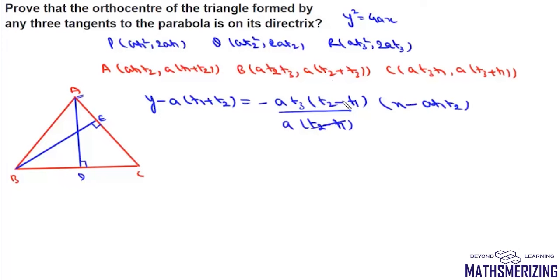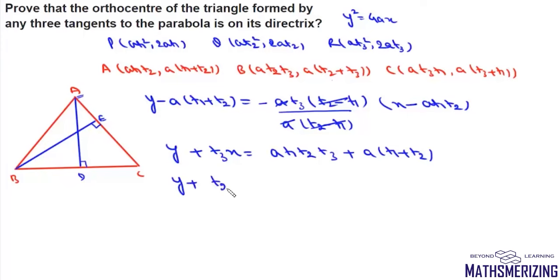a t1 t2. So it will cancel, a will also cancel, so we can write this as y plus t3 x equals a t1 t2 t3 plus a(t1 plus t2). Now in the same way we can write it for BE. So it will be y plus t2 x equals a t1 t2 t3 plus a(t1 plus t3).